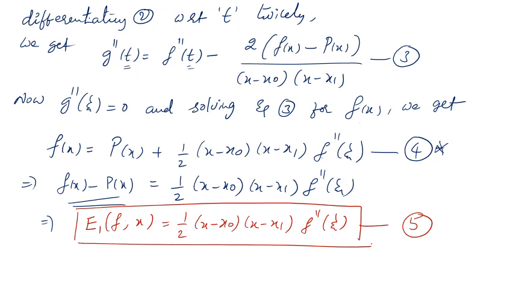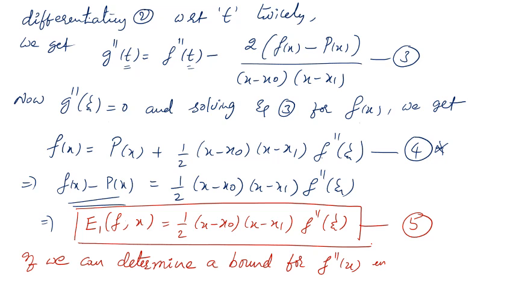Now to determine the bound: if we can determine a bound for f double dash x in [x0, x1], what is the bound? If I take the modulus of f double dash x to be less than or equal to some constant value, take this as M2, where x belongs to [x0, x1], then what is the error?